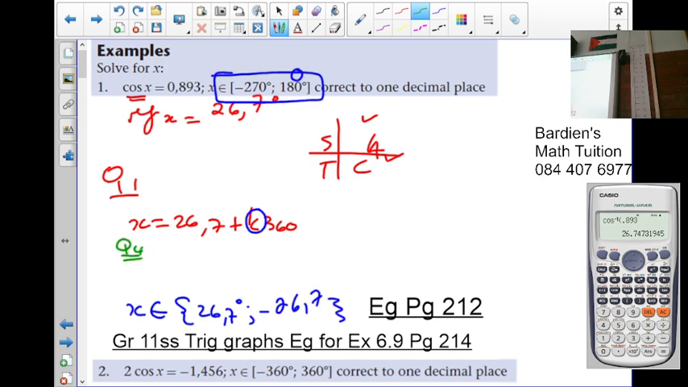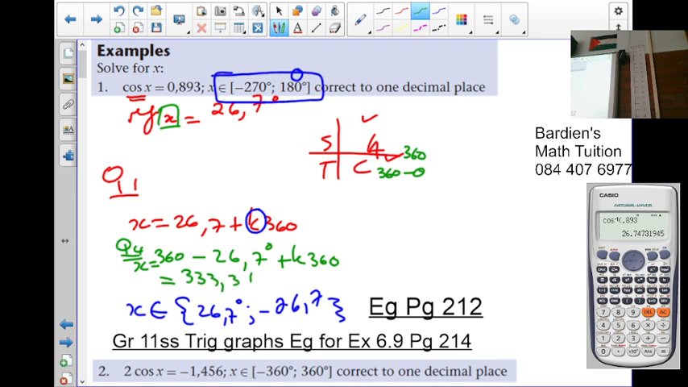Okay, so how do we get in quadrant 4? It's 360 minus the reference angle, not so? So it's going to be x is equal to 360 minus 26.7 degrees plus k times 360. So you only calculated 360 minus 26.7. 333.3 plus k times 360, where k is an element of integers. Okay.